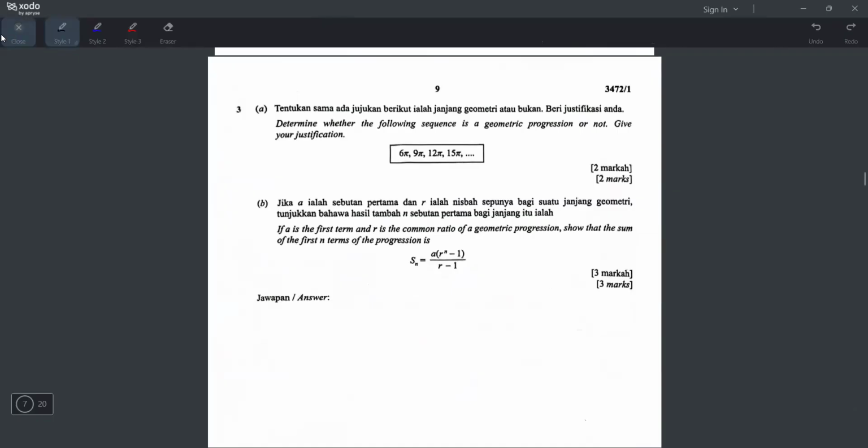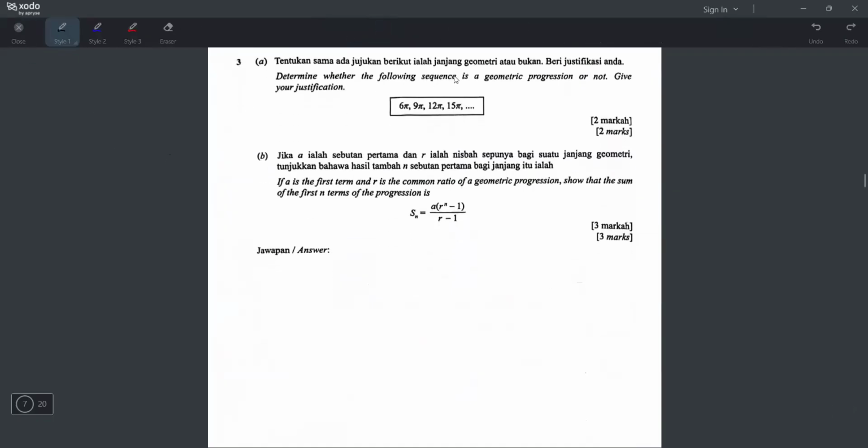Okay, let's continue with question number 3A. Determine whether the following sequence is a geometric or not. Give your justification, 2 marks. All right, how can we prove to them whether it's a geometric or not? Okay, the way we do it is we take T2 divide T1 and then T3 divide T2 and see whether they give us the same value. Because if it's a geometric progression, the ratio here should be the same. So if the ratio is the same, then it's a geometric progression. But if the ratio is not the same, then it's not a geometric progression.